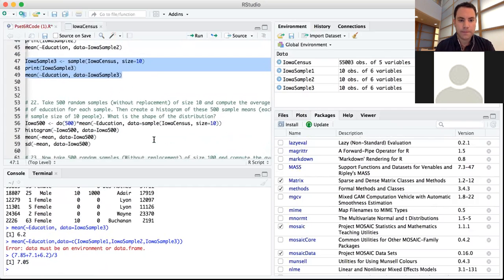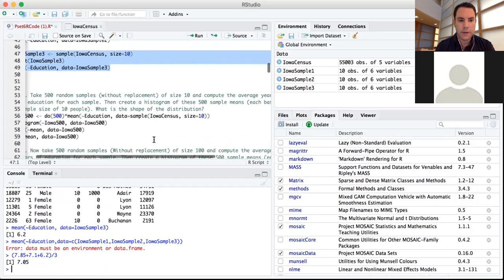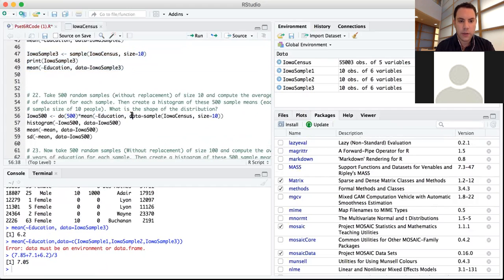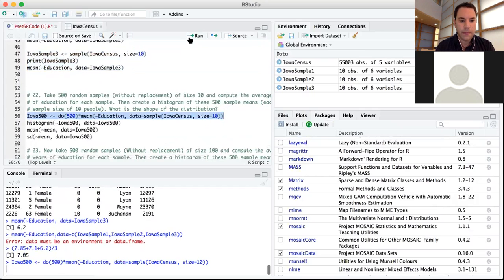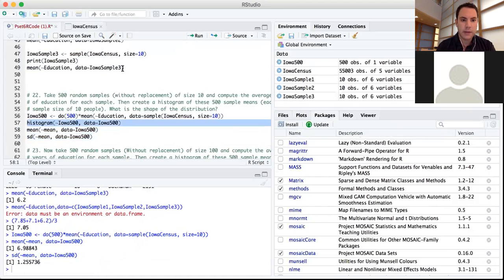And then in this example, we could take 500 random samples of size 10 and compute the average years of education for each of the samples, then create a histogram, and we can look at the shape of it. So here we're taking 500 samples of size 10, and we're storing that as a new variable called Iowa 500. Then we could take the mean and the standard deviation of this new variable called Iowa 500. This will give us the mean in education of those 500 random samples of 10 people from this population, which we see here is 6.98, with a standard deviation of 1.26, and we can make a histogram of it.